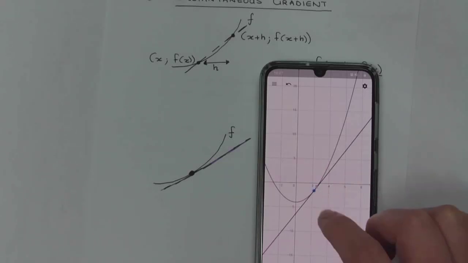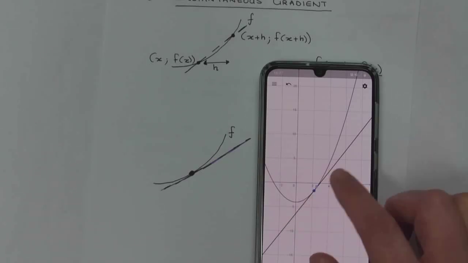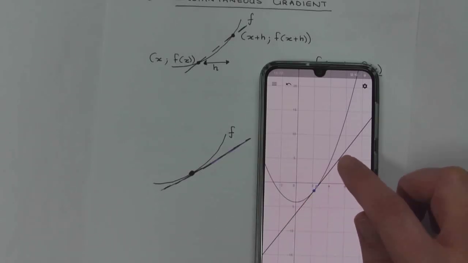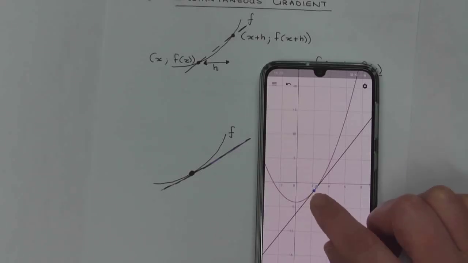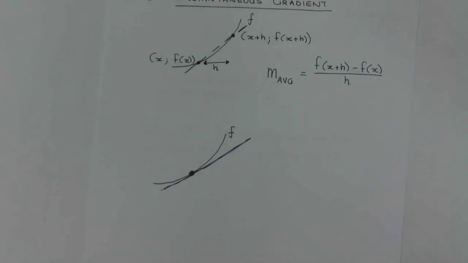That right there is referred to as a tangent, and the gradient of that line is referred to as my instantaneous gradient at that point. So not the average gradient between 2 points, the instantaneous gradient at that particular point. So let's see how we're going to get that instantaneous gradient.